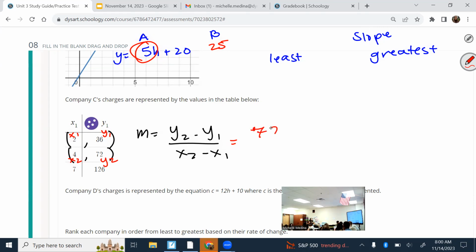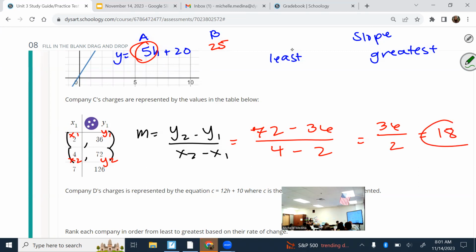72 is my Y2 minus Y1, which is what? Over X2, which is 4, minus X1, which is 2. So then I need to do 72 minus 36 on top. That's 36. What's 4 minus 2? 2. And what's 36 divided by 2? 18. So that's my rate of change for company C.